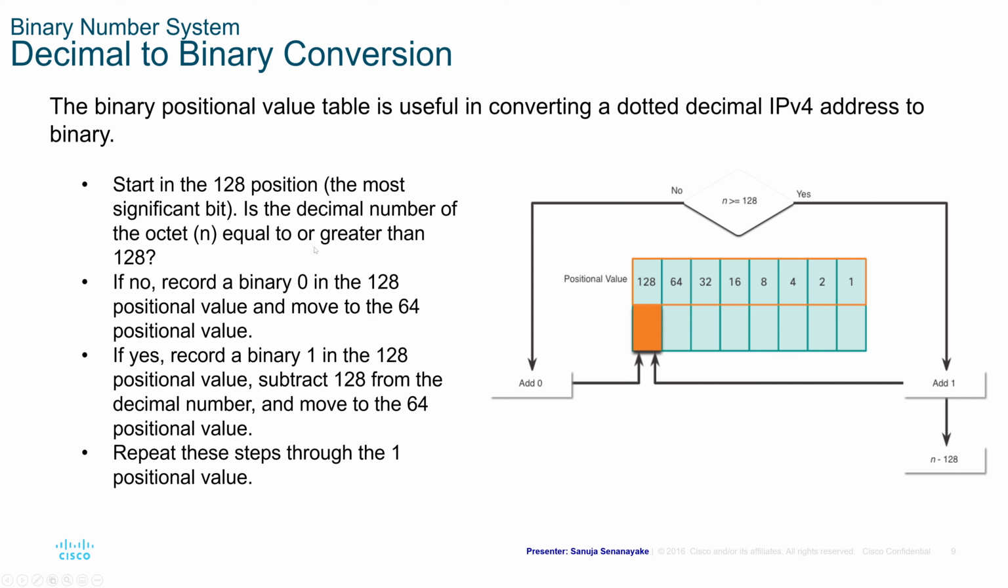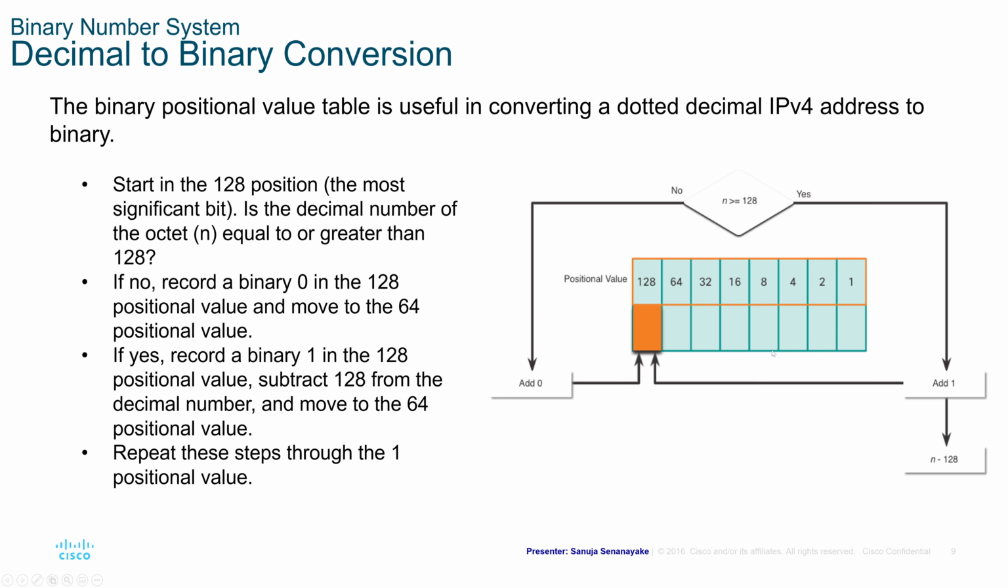So let's look at how you can do decimal to binary conversion, which is the opposite of what we did. The binary positional value table is useful in converting dotted decimal IPv4 addresses to binary. We're going to start at the 128th position, the most significant bit, and ask: is the decimal number of the octet greater than or equal to 128? Basically, we're going to look at the first octet value.